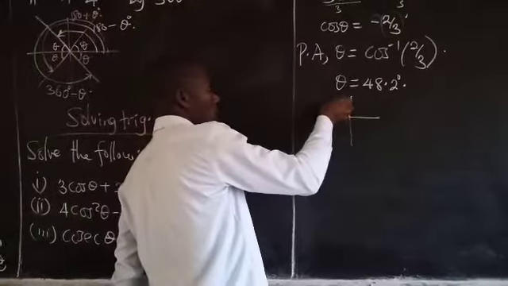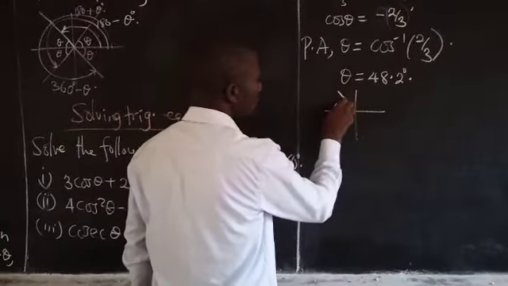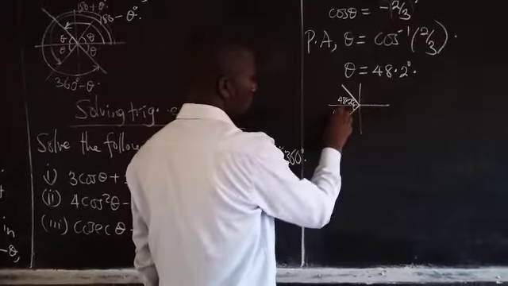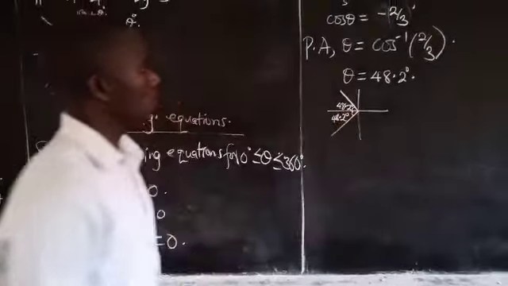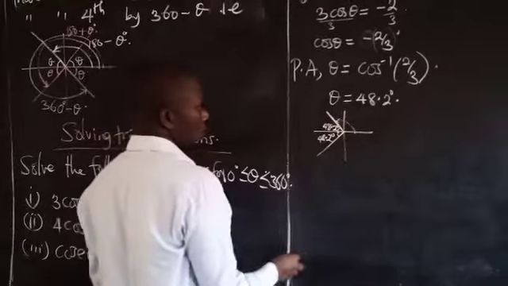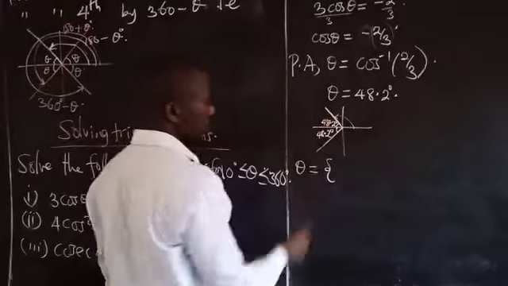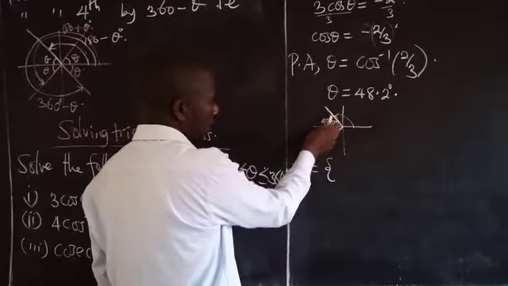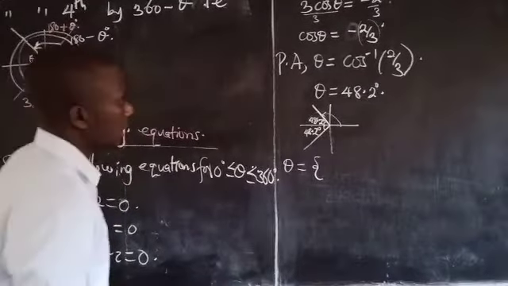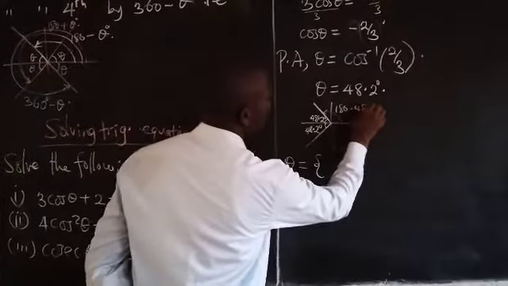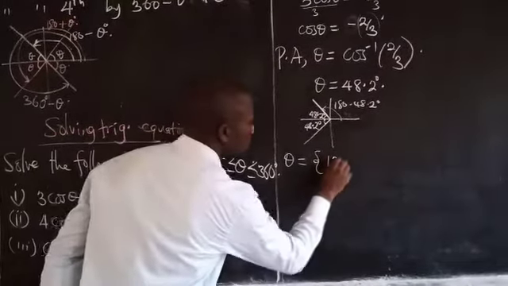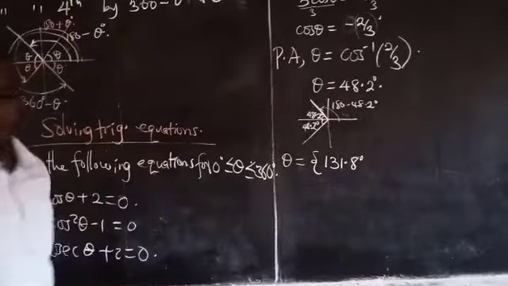So this is our angle, 48.2. And then this is where it is also 48.2. So then what is our angle now? This is what we shall do. So our values of theta are, get 180, subtract this 180, then subtract 48.2. You will get, and my calculator gives me 131.8.